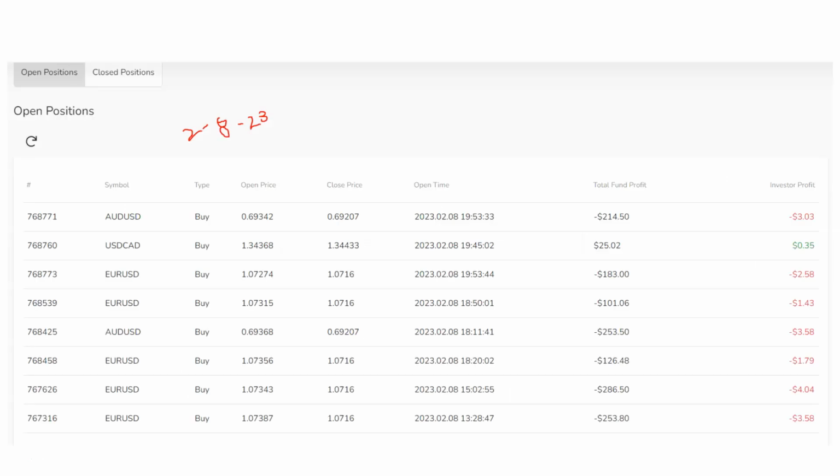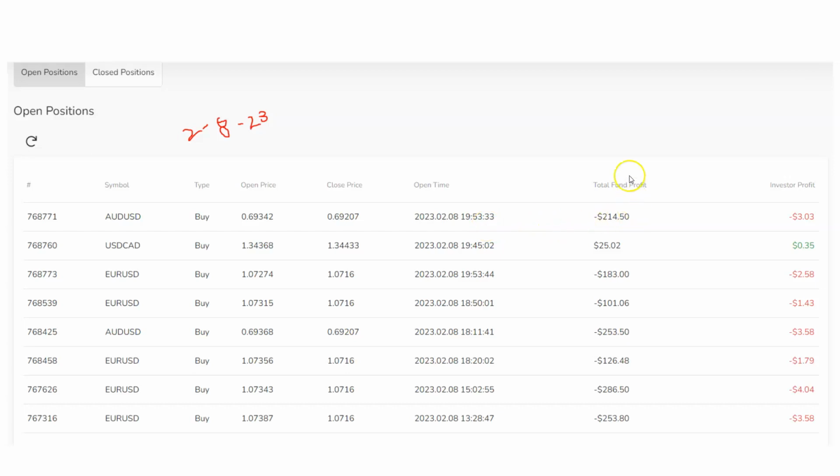So let's look at a real example of this. So this is a smaller PAM that I'm involved with. I took this screenshot on February the 8th of 2023. And as you can see, we have the actual number of the trade here. We have what's being traded. We have the type. So we talked about buy or sell. So as you can see, they're trading AUD versus USD here. And we have a bunch of different trades that were going in. We see the open price and the close price, right?